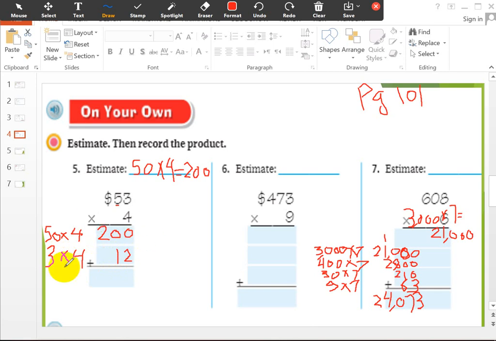Now after that I will add the numbers. 0 plus 2 equals 2. 0 plus 1 equals 1. Thank you, Lana. 2, there is no hundreds digit here, so I will keep the same 100.